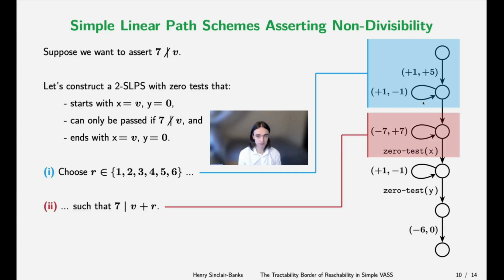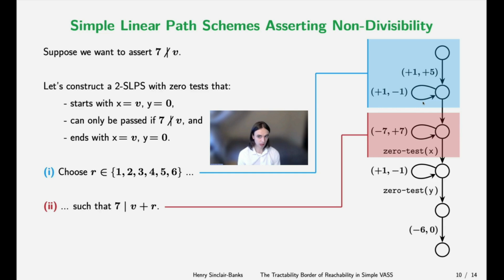Then in the second section, there's a loop followed by a 0 test on x. And notice, in order to pass this 0 test on x, we need to be able to take this cycle to subtract its value down. And so then we needed the value v plus r to be divisible by 7. And indeed, if there is a value r between 1 and 6 for which v plus r can be divided by 7, then indeed we knew for a fact that v originally could not be divided by 7. And so actually, once we've passed this first 0 test, we knew that the original value v is not divisible by 7. But we're not done, right?